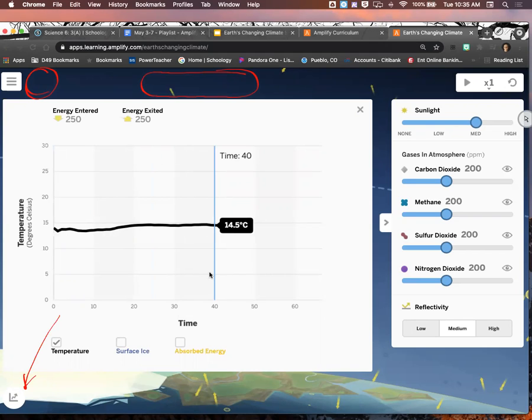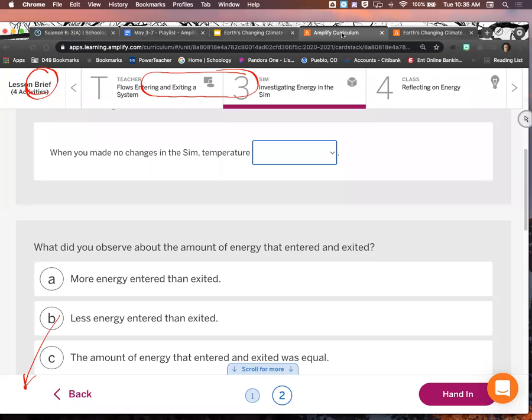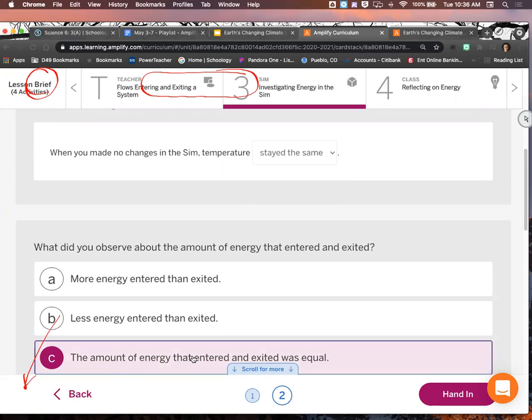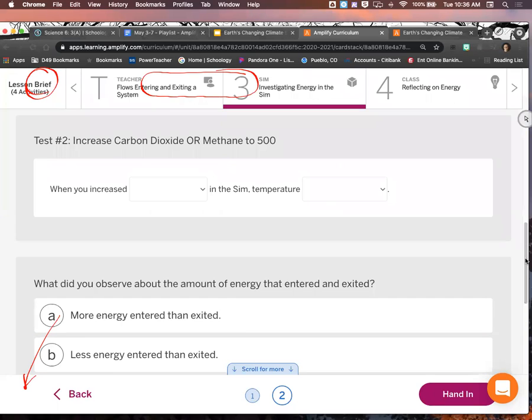We'll go with that for now. We might go back and change that. Temperature stayed the same. Okay, the amount of energy that entered and exited was exactly equal. So that's good. Now let's take a look at test 2.